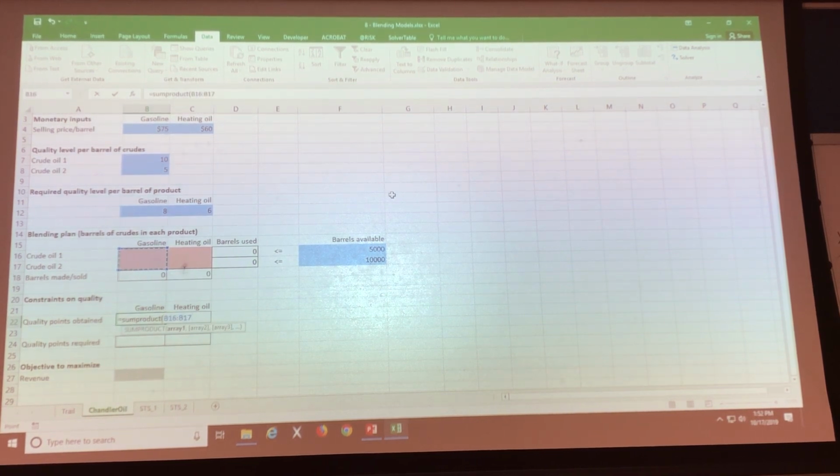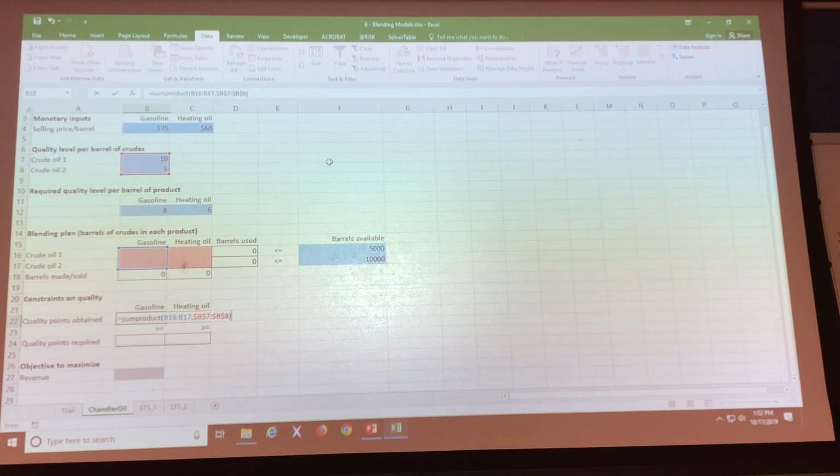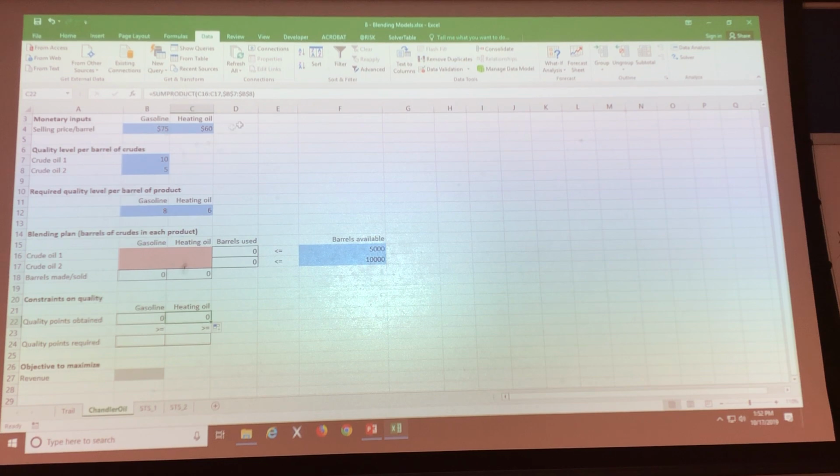Excel's gonna tell you some number of crude 1 and crude 2 to put into the gasoline. For every crude 1 barrel, you're getting 10 quality points. For every crude 2 barrel, you're getting 5 quality points. I'm gonna make that one absolute. Not that it's a big deal when I'm only copying over one more cell, I can probably just type it again, but it's those two. Then I'm copying it. You could just retype it if you don't wanna do relative and absolute.